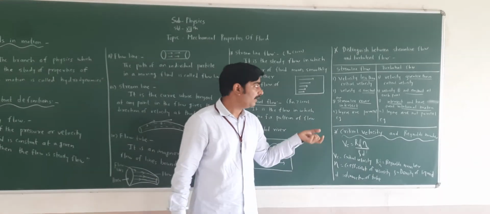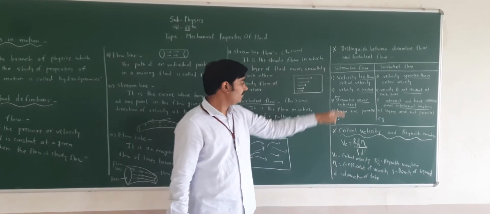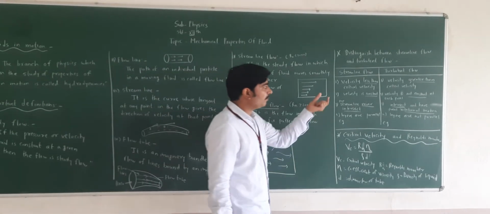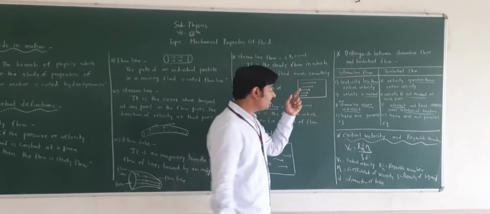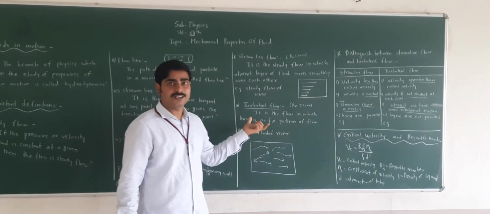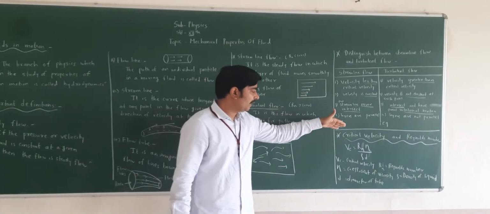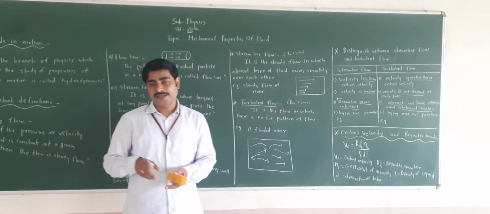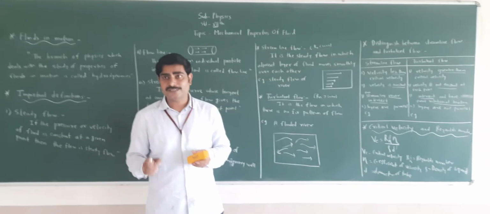Again, you can take one example. The example of the streamline flow is a steady flow of river. And what is the example of the turbulent flow? The example of the turbulent flow is a flooded river. So these are the examples regarding the streamline flow and the turbulent flow. Again, I am going to explain the distinguishing points in a simple way.